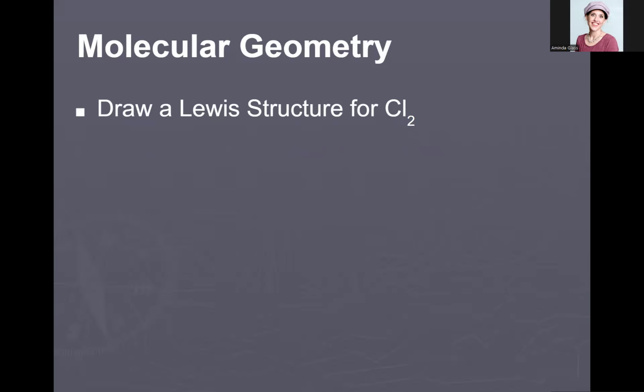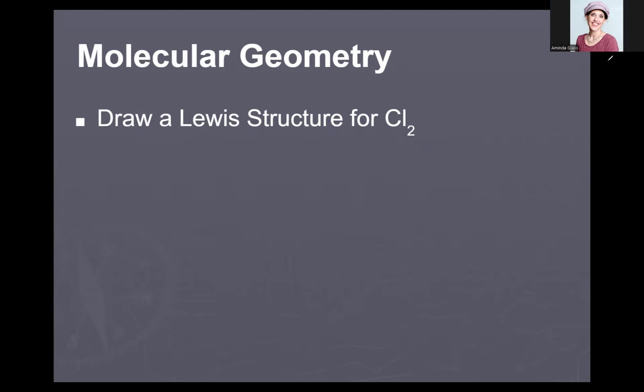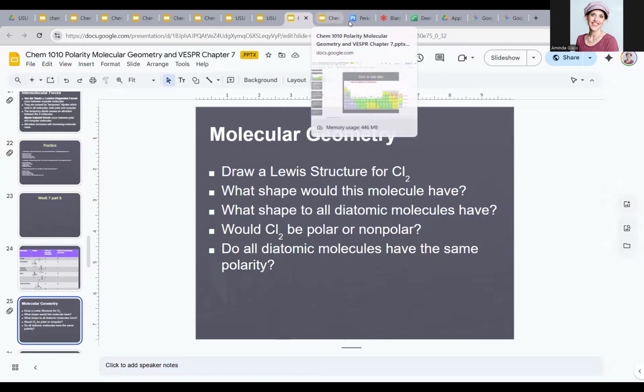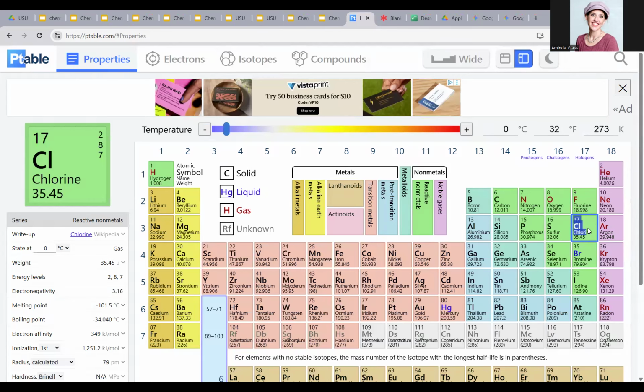We need to work on drawing Lewis structures in order to determine the molecular geometry of the objects. Now, in order to draw the Lewis structures, you're going to have to be able to look at the periodic table. Look at the periodic table and find the element, and then based off the group, tell me how many valence electrons it has, and show those on your document as you're drawing.